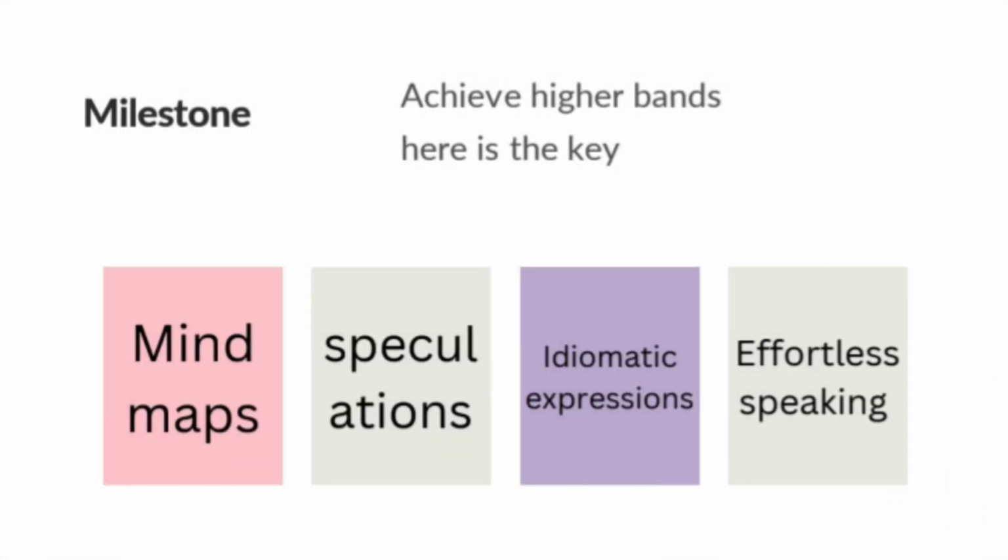Once you start preparing for your IELTS speaking test, it is always important to set milestones. In order to achieve higher bands, the very first milestone from my side is learning mind maps. This is definitely going to help you a lot in your cue card or monologue portion. The second is speculation. Speculation means hypothesis. In the IELTS examination, most of the questions asked are about things we have never experienced. So in such cases, speculation or hypothesis helps you to ace the part.